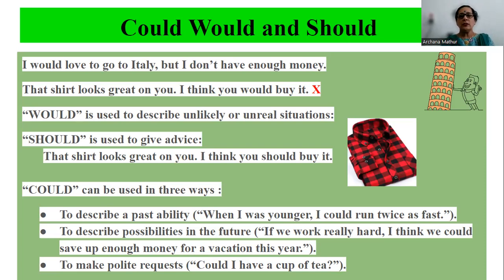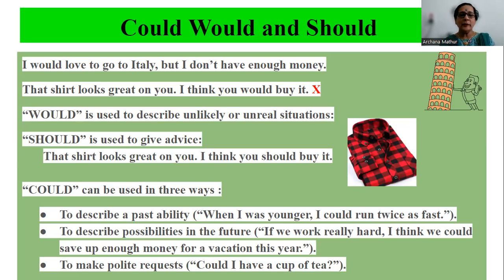Now, could can be used in three different ways to describe a past ability. That is, when I was younger, I could run twice as fast. When I was younger, I could read 3 novels in a day. So anything which could have been done in the past, I can use the word could.